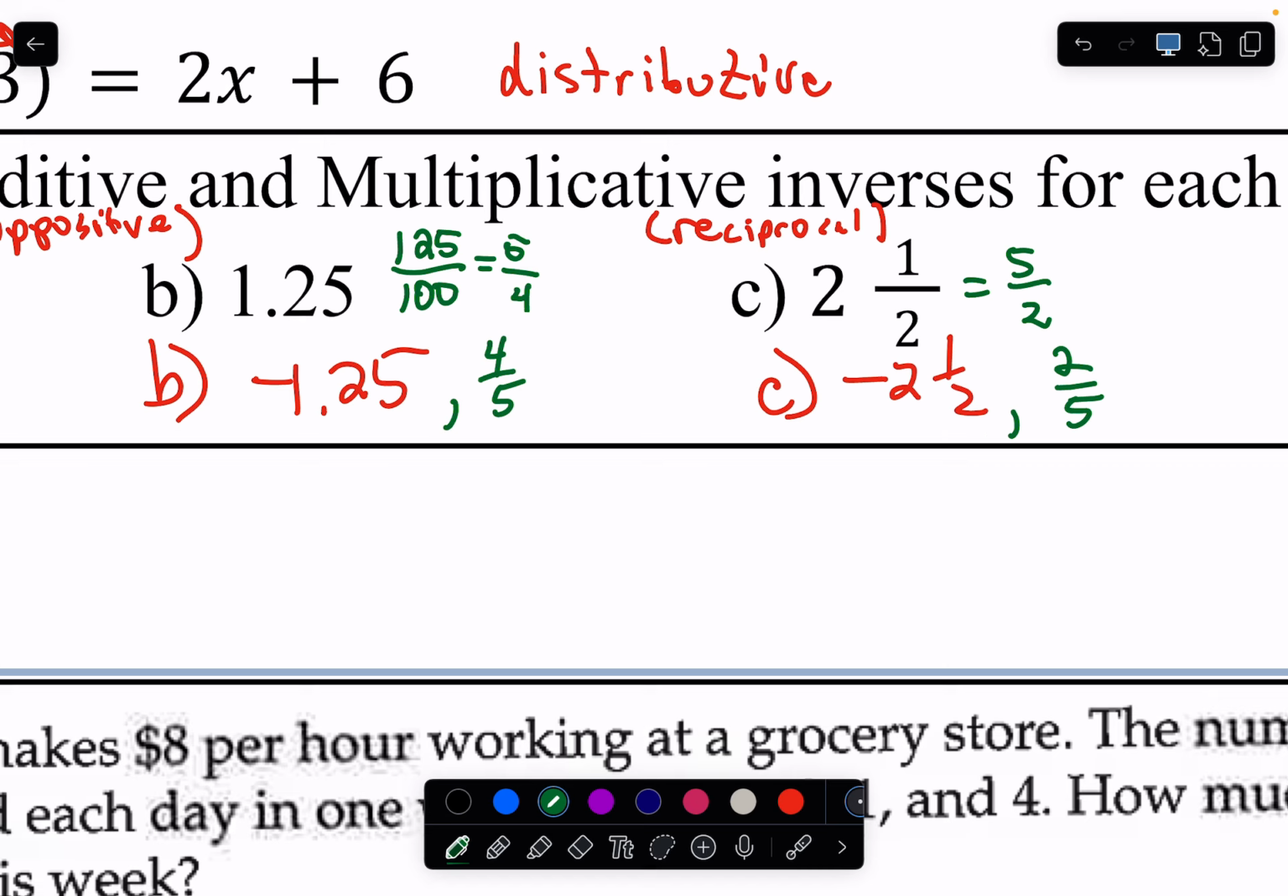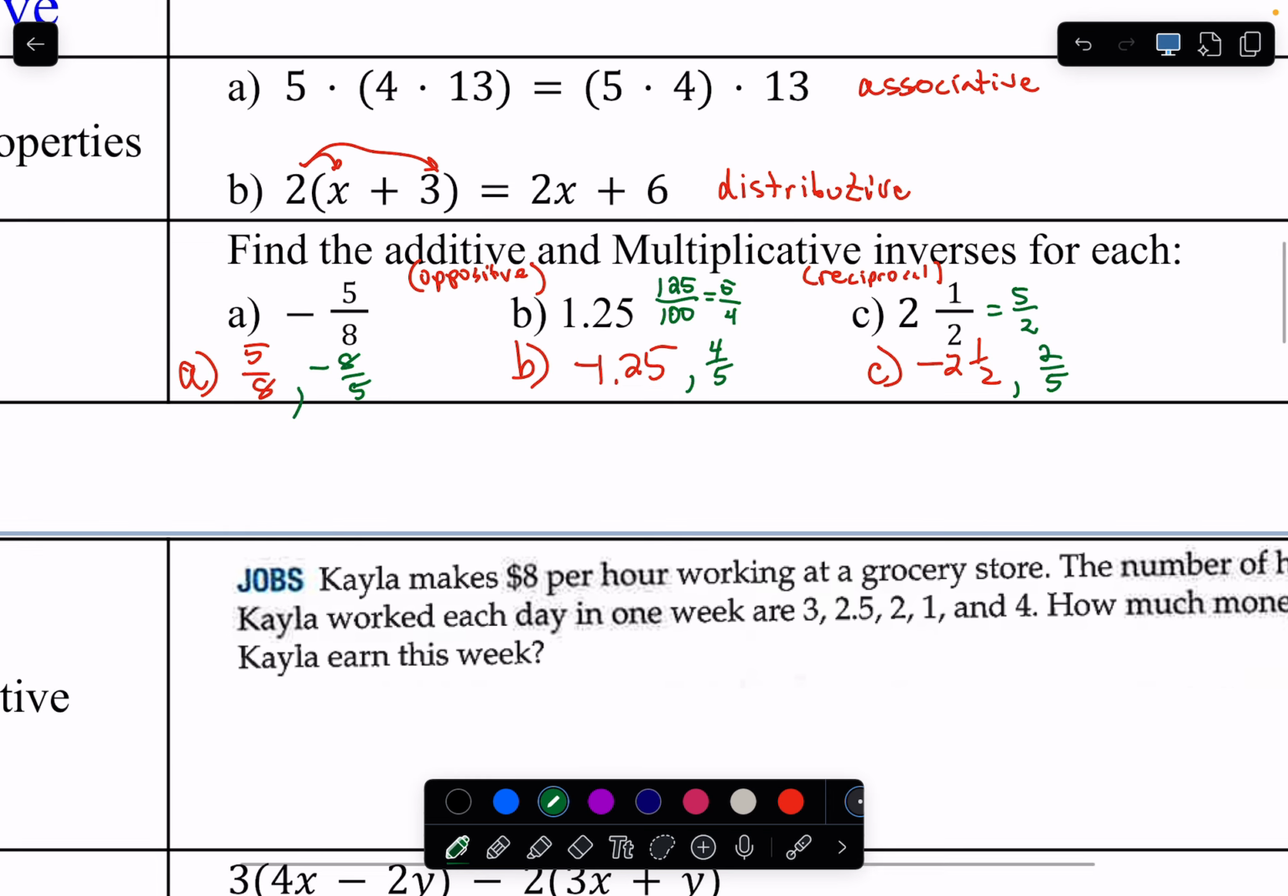Again, your calculator can guide you if you're correct or not. 2.5 times 2/5 better be 1, or it's not the multiplicative inverse. Okay? Everybody good with finding additive and multiplicative inverses? So just associate additive inverse as the opposite, multiplicative inverse as the reciprocal, and you'll be good to go.